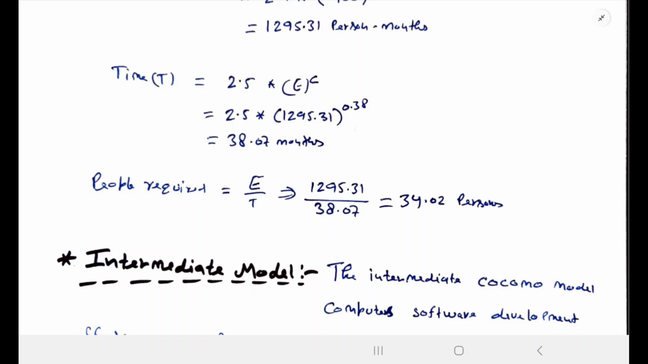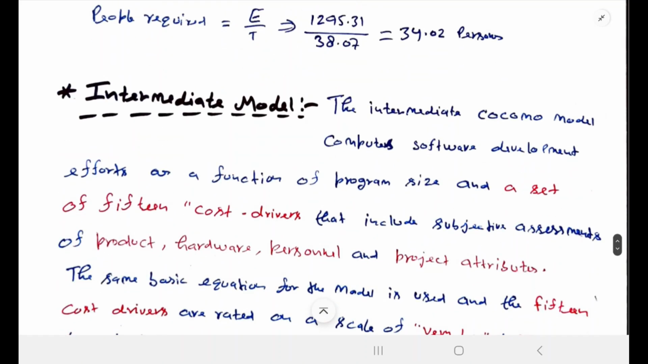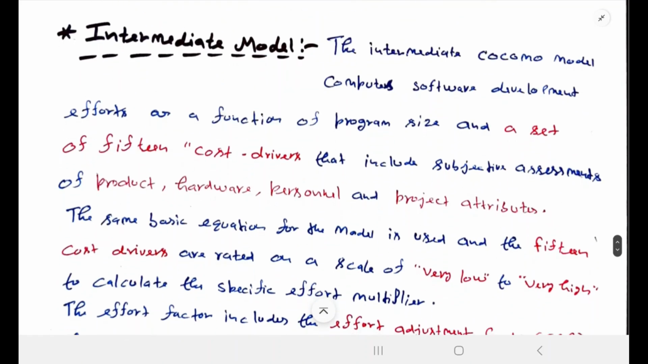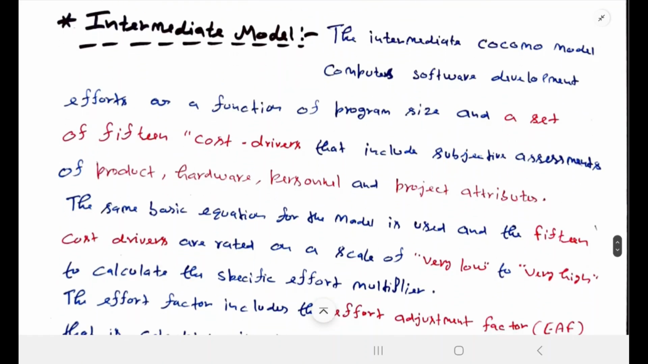Okay, and for people required, we will divide the E by the time. Here this is the value of E, this is the value of T, and we will get the final people required in person, that is 34 people we require to complete this project. Okay, clear? Let's move ahead towards our intermediate model.